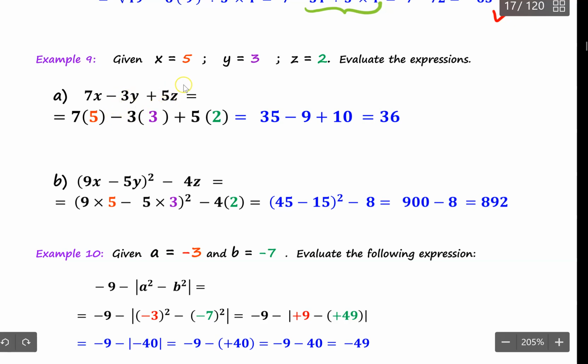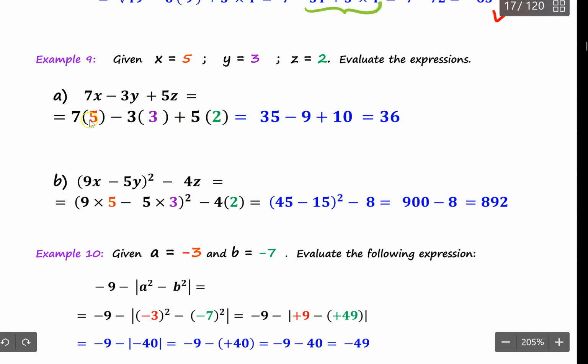Given the values 5, 3, 2, what you basically do is substitute the value into where the x is, substitute the value into where the y is, and substitute the value for z into where the z is. Then this turns into a numerical expression, and all you have to do is simplify it. You see you have multiplication, multiplication, multiplication. You need to perform them first before you can touch the subtraction and the addition right here.